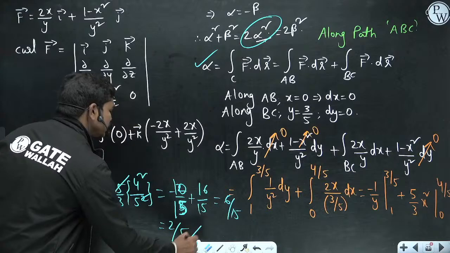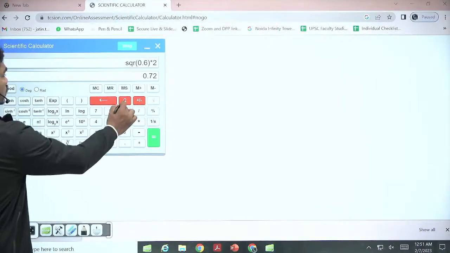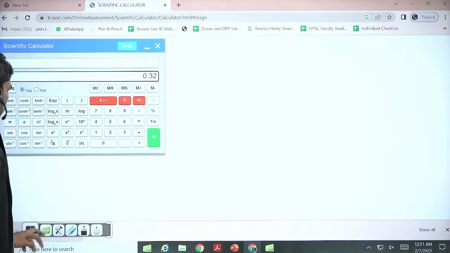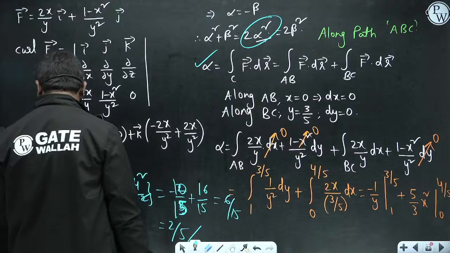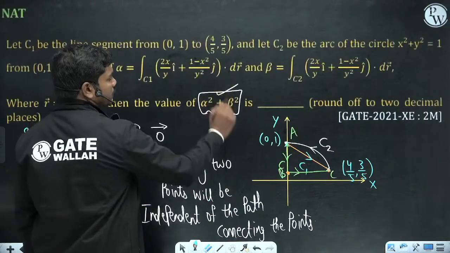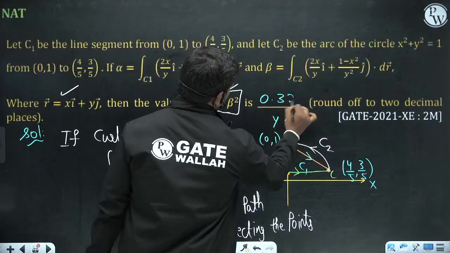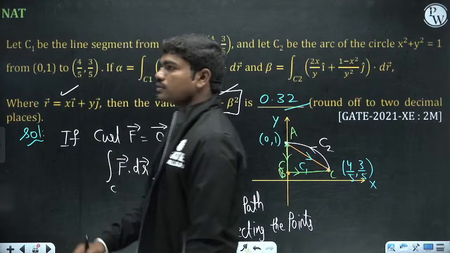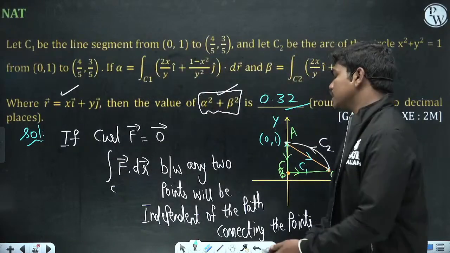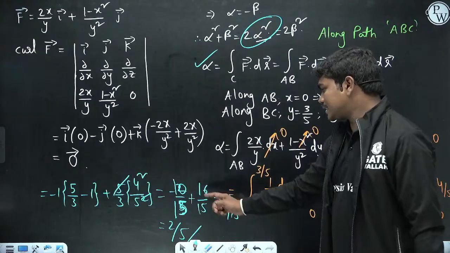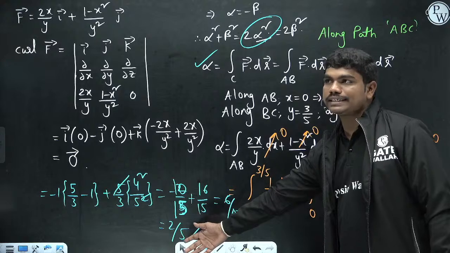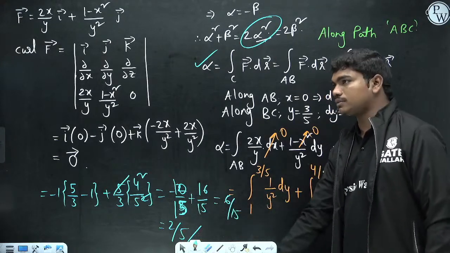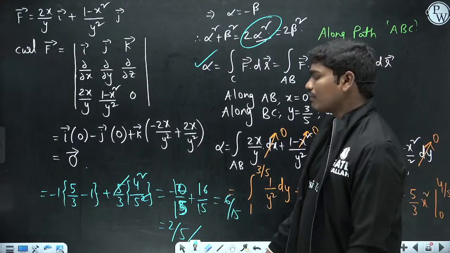Okay, so if this is 2 by 5, then 0.4. So 0.32. Then in that case, of course, 0.16 into 2. So this value becomes 0.32. 0.32 is the correct answer. Yes, basically here, if you see, this 6 by 15 is 2 by 5. If you cancel the table, this is 2 times and this is 5 times. 2 by 5 is the correct answer. So alpha value is 2 by 5.